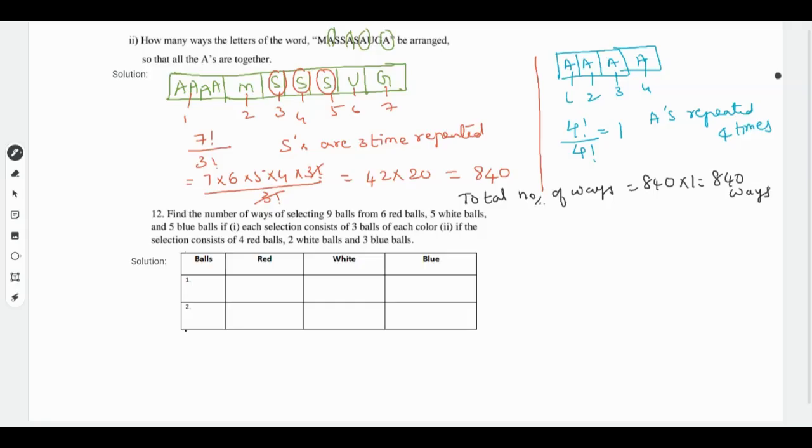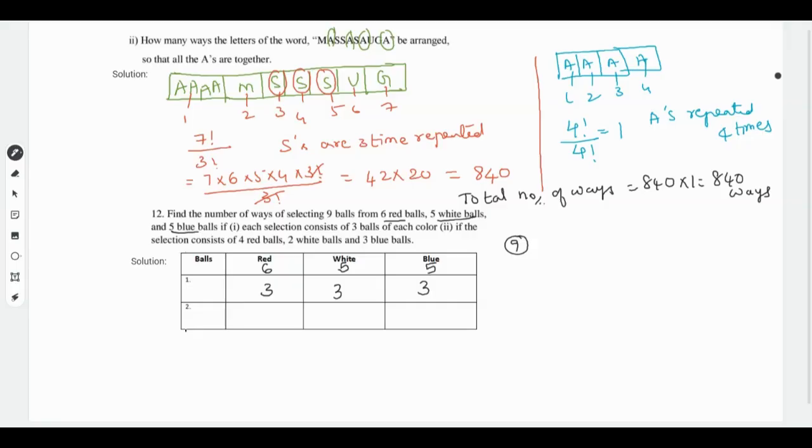Now moving on to the next question, question number 12. Find the number of ways we select 9 balls, in which 6 balls are red, 5 balls are white, and 5 blue balls are there. Here the first condition is each selection consists of 3 balls of each color. So we have to get 3 balls of each color.